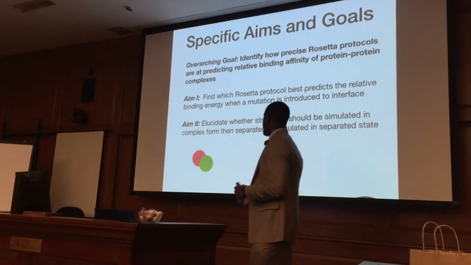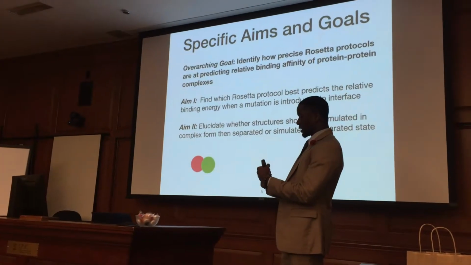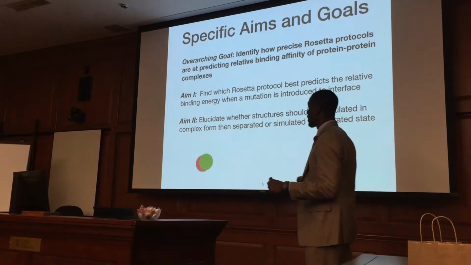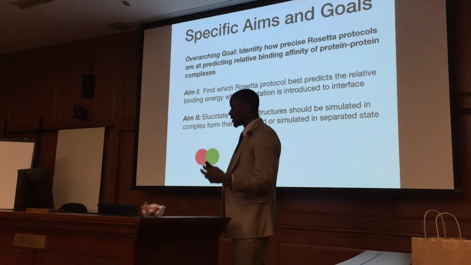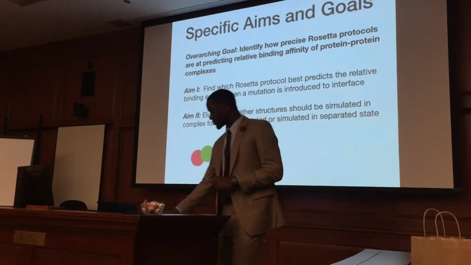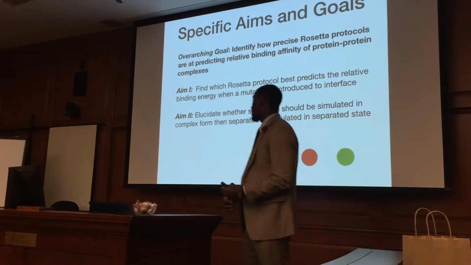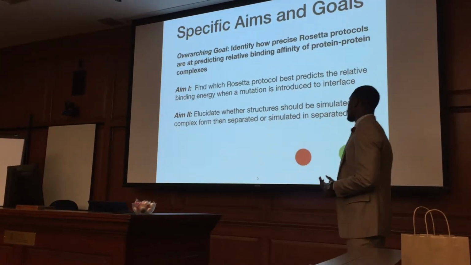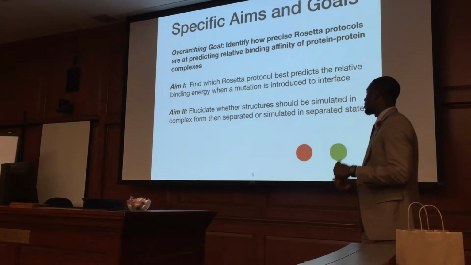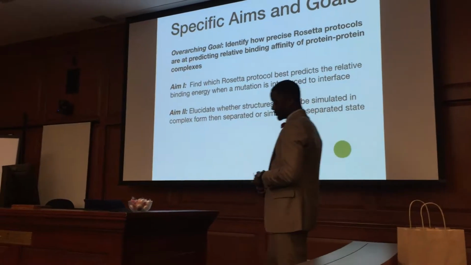So the first experiment is when we have it in the complex state, we do the simulation and then we separate the structures all about. Then we would address and calculate the relative binding energy of the partners. Now that is different from this experiment, where we just separate the structures first and then run simulations upon the structures.